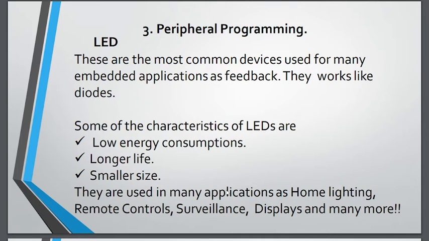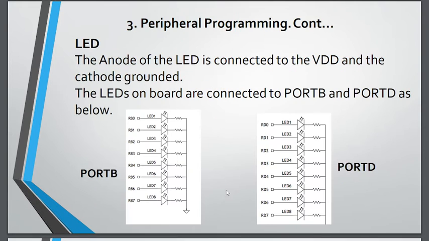Now, let's talk about peripheral programming, LED. LEDs are the most common devices used in many embedded applications as feedback. They work like diodes. The characteristics of LEDs are that they have low energy consumption, longer life, and are small in size. They're used in many applications such as home lighting, remote control, surveillance, displays, and many more. Now, the anode of the LED is connected to the VDD and the cathode grounded. Now on our board, the LEDs are connected to port B and port D, as shown, port B and port D.